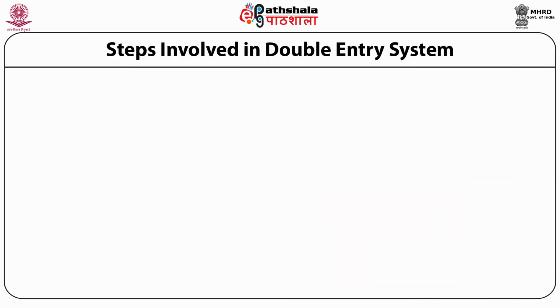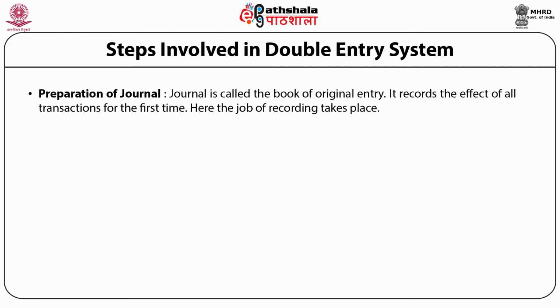Steps involved in double entry system. Preparation of journal. Journal is called the book of original entry. It records the effects of all transactions for the first time. Here, the job of recording takes place.